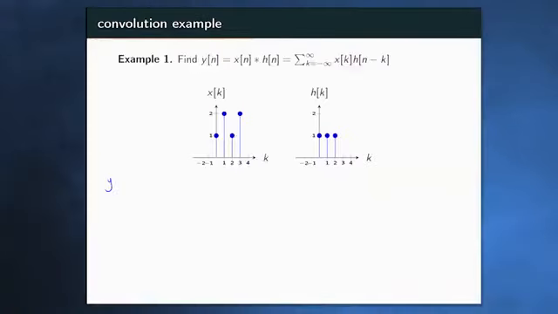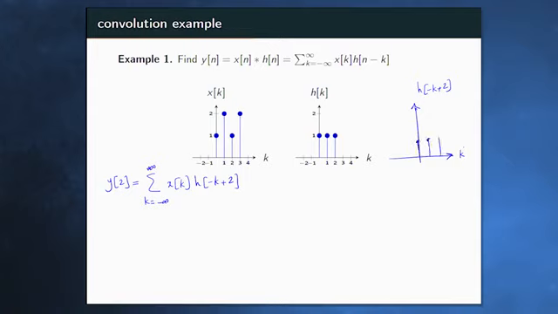Moving on, I want to find y of 2. That's going to be equal to the sum of x of k, h of minus k plus 2, for k equals negative infinity to plus infinity. So I have x of k. I'm going to plot h of minus k plus 2. To do that, I need to flip h of k and then shift it by 2 points to the right. So that's going to end up with a signal that looks like this: 0, 1, and 2.